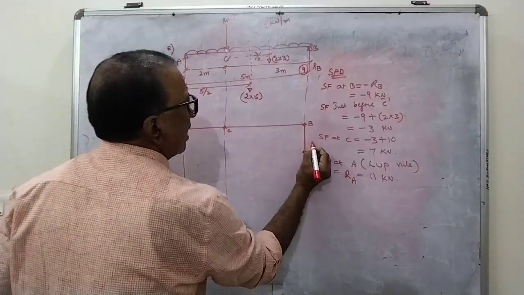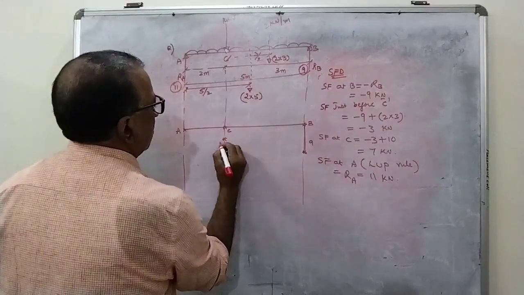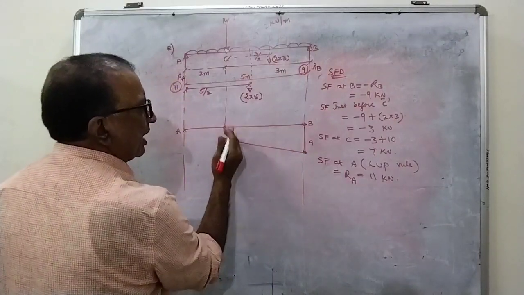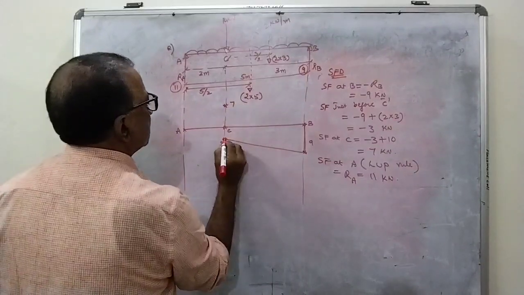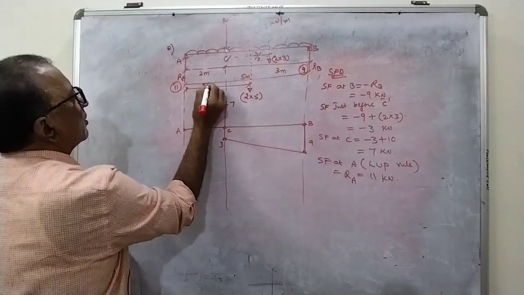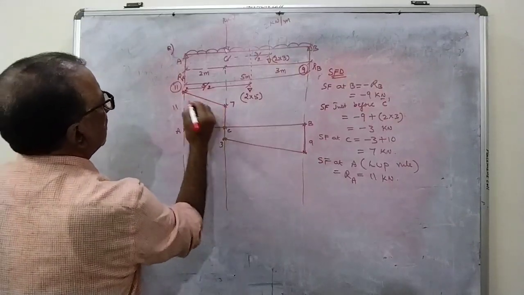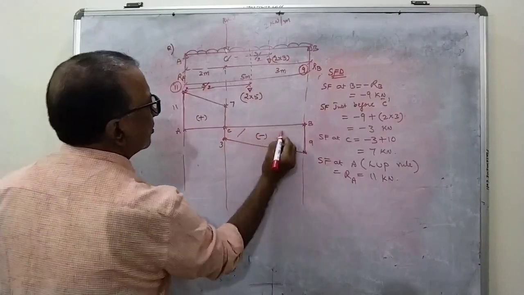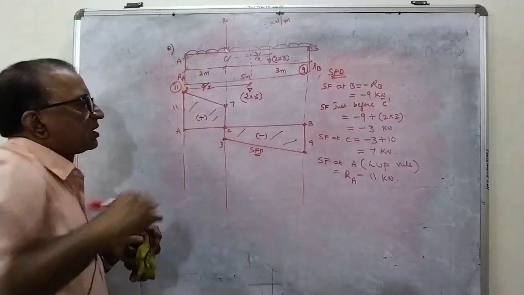At B it is minus 9. Just before C it has gone to minus 3, 9 to minus 3, and at C it has increased to 7, and by reaching A it has gone to 11. So this is your shear force diagram. I hope it is clear for you.